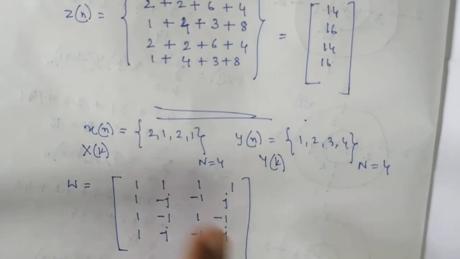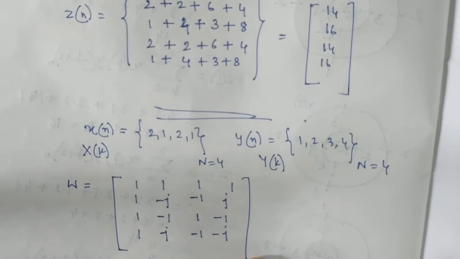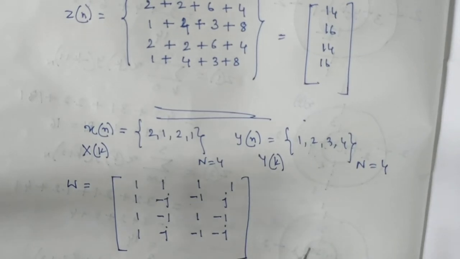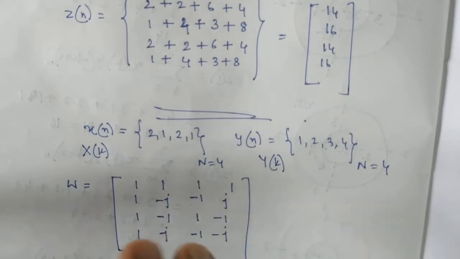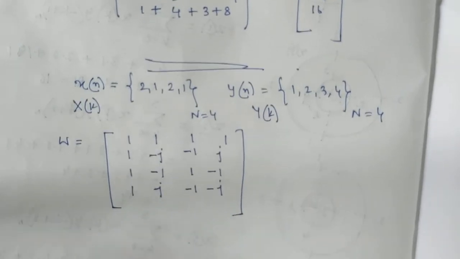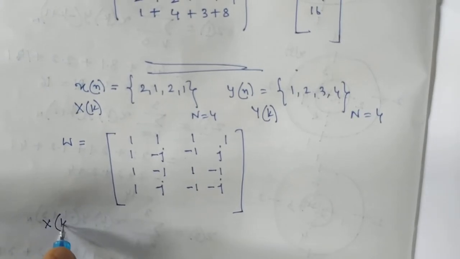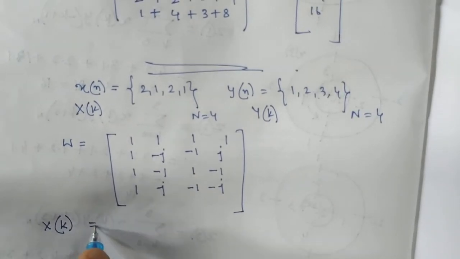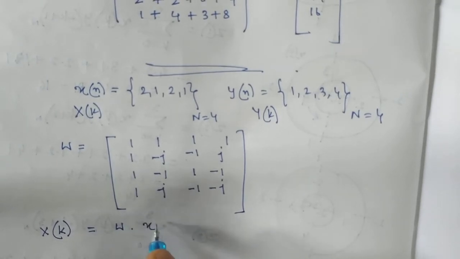So this is the twiddle matrix for capital N is equal to 4. It's also a 4 by 4 matrix. If you go through the class note of the earlier lecture, you will know how to find out the twiddle matrix for N is equal to 4 or N is equal to 8 or any value of capital N. Now, what we will do, we will simply multiply the twiddle matrix. Suppose we have to find out Xk, we will simply multiply W with our xn.